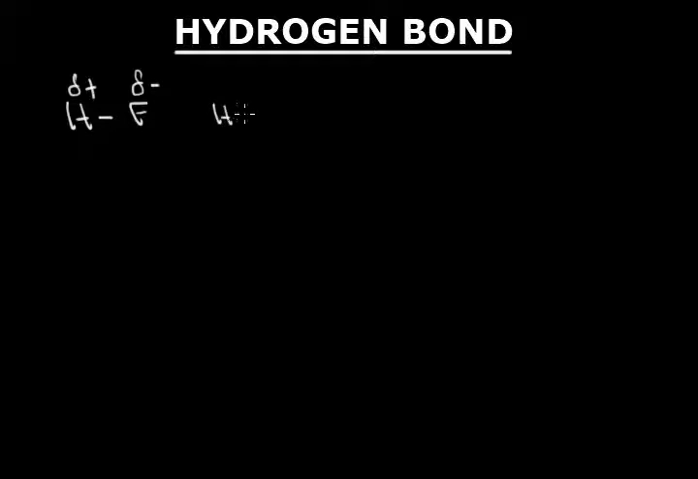And there is another HF molecule. Same thing occurs in HF. Hydrogen is positively polarized and fluorine is negatively polarized. So there is an attraction between fluorine and hydrogen, because the negatively polarized fluorine attracts positively polarized hydrogen, and this electrostatic attraction is called hydrogen bond.